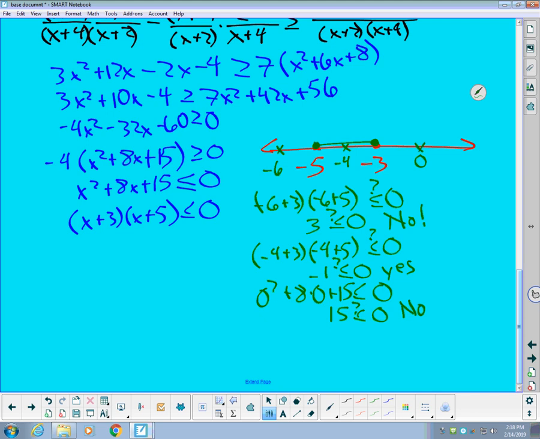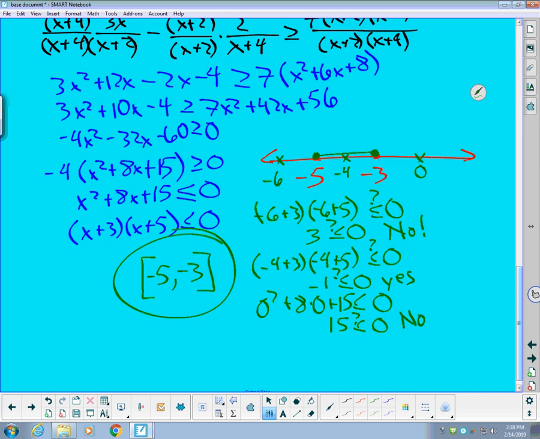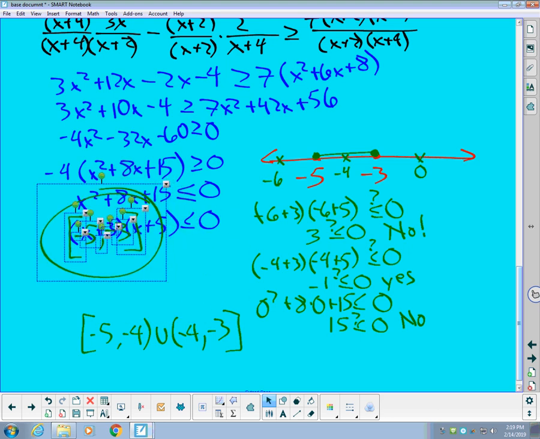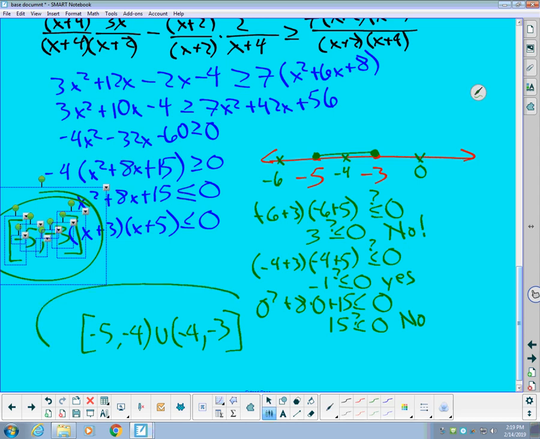And my solutions then to the problem are all the points from negative 5 to negative 3, including negative 5 and negative 3. Let me check with my domain. Negative 2 and negative 4 aren't any good, so I actually have to get rid of the negative 4 and go from negative 5 to negative 4, union with negative 4 to negative 3. And this one, previously stated as my right answer, is not. But this one is.